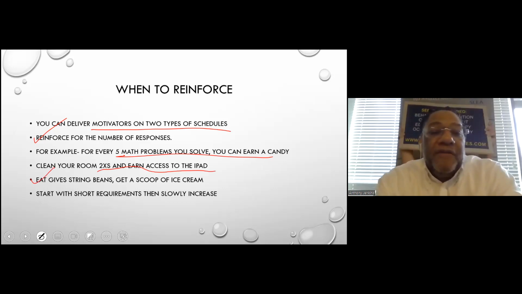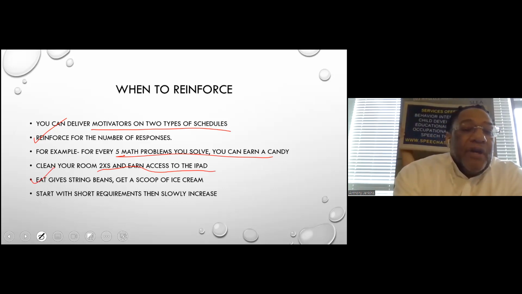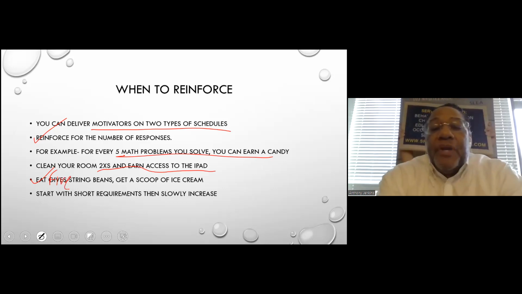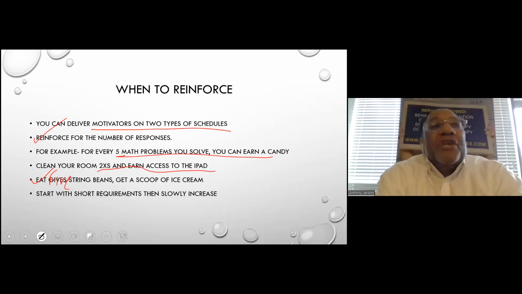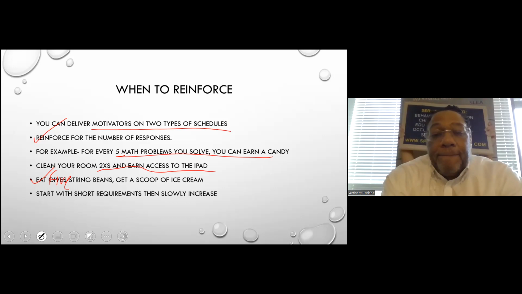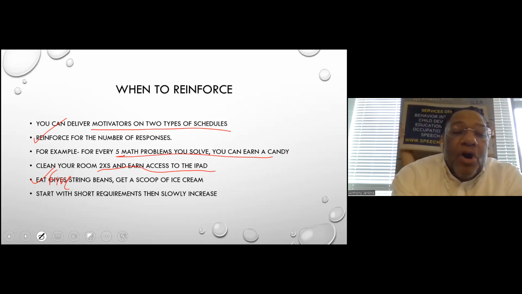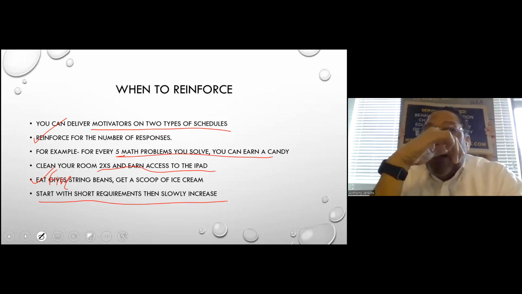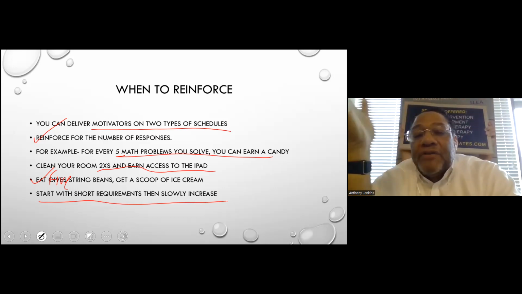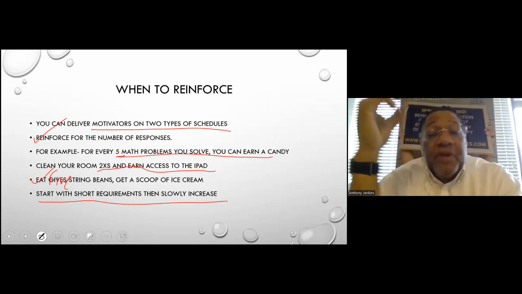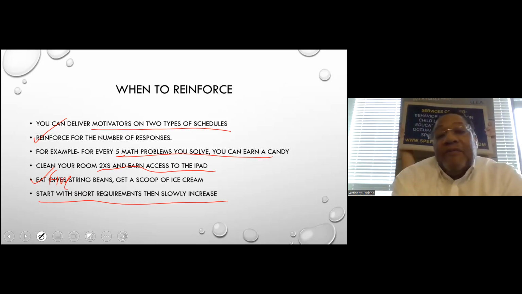So the limit here, that should be 5. Eat 5 string beans and you get a scoop of ice cream. Let's say your kid normally gets 2 small scoops of ice cream, so you're probably going to be good for 10 string beans. And then always start with short requirements. I think oftentimes we think just because we're going to give them access to the ice cream, they're going to eat 25 string beans. Probably not going to happen if they've been eating 0. Even 5 is probably a stretch.